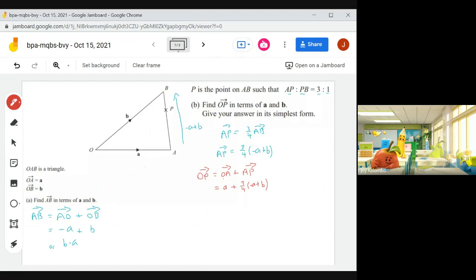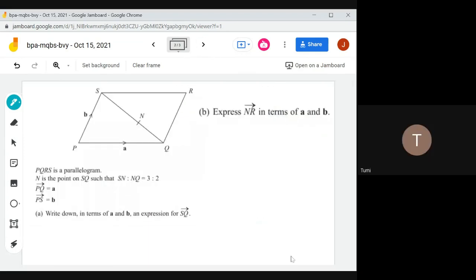Perfect. So let's just write that out to see what that looks like. That's going to be A minus 3/4 A plus 3/4 of B, expanding that bracket. A minus 3/4 A is 1/4 A, and that's plus 3/4 of B. Awesome. Alrighty. Next question.